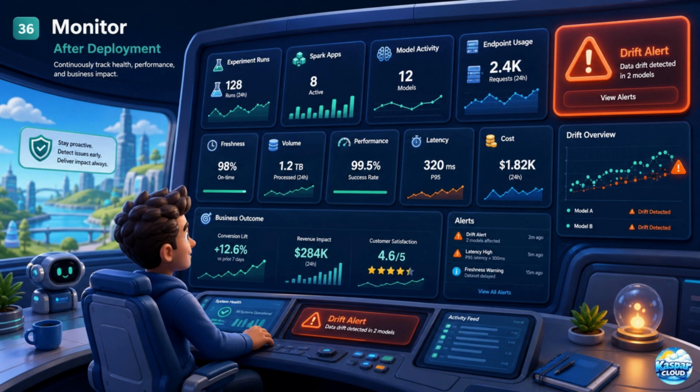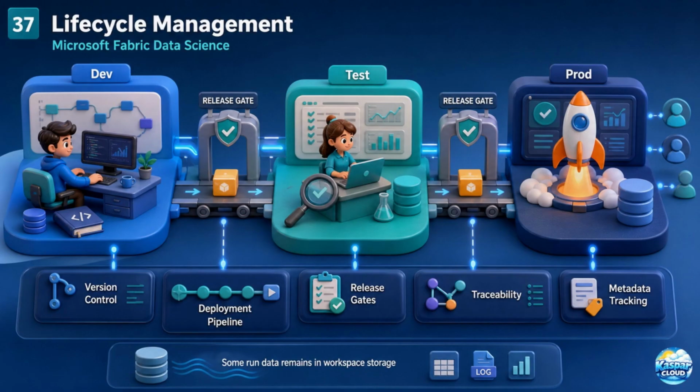Fabric's monitoring capabilities help teams track experiment runs, Spark applications, model activity, and endpoint usage. Effective monitoring should include technical health, data freshness, prediction volume, model performance, latency, operational cost, and business outcomes. Without continuous monitoring, production AI systems can quickly become opaque black boxes that are difficult to trust or improve. Lifecycle management helps teams move from experimentation to enterprise operations.